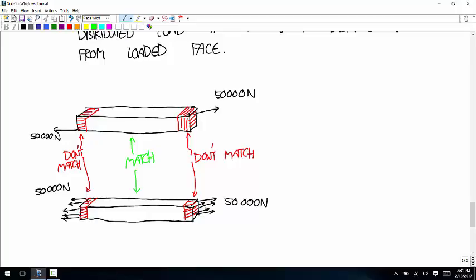But for this class, the take-home message is whenever we're dealing with beams, you're probably going to throw out the results at the ends. You can't make assumptions about what the stresses are going to be at the ends, but you can in the middle of the beams.